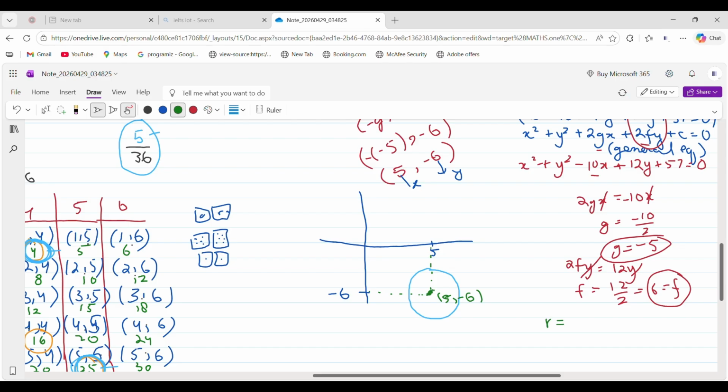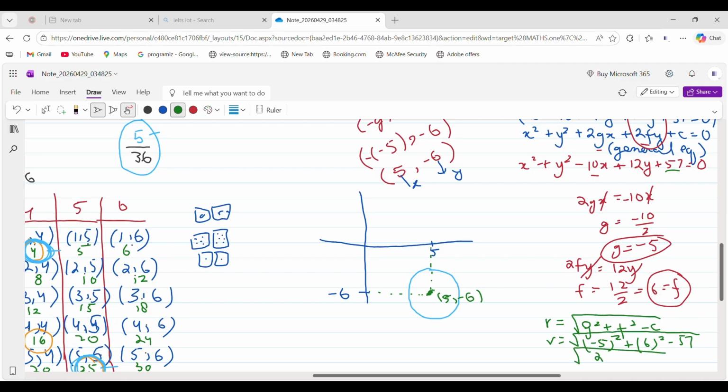And for finding the radius of the circle from the general equation, you have the formula: root of g square plus f square minus c. This is the formula for finding the radius when you are given the general equation of a circle. So r is equal to the g value we already got, which was -5 whole square, plus the f value we got, 6 whole square, and minus the c value, the constant term we have, 57. So minus 57, all under root.